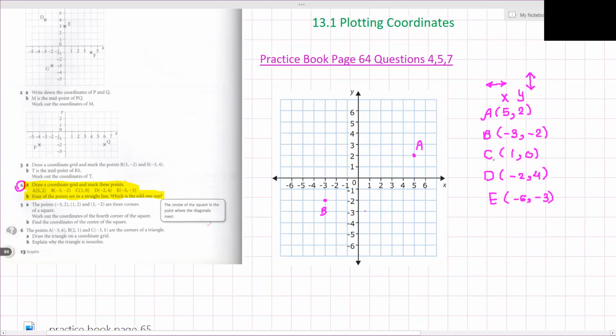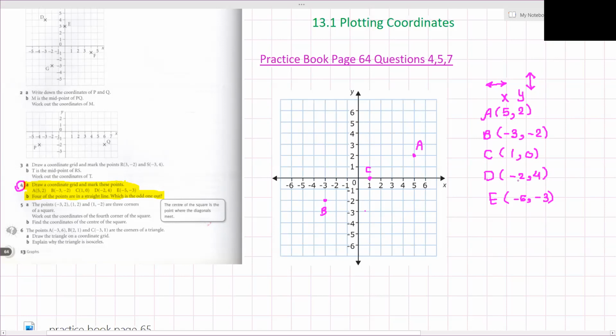Point C, (1, 0). So we will go on the x-axis first, right or left first, 1 and 0. We will not go up or down because y equals 0. So we will stay here on the line. This is point C.